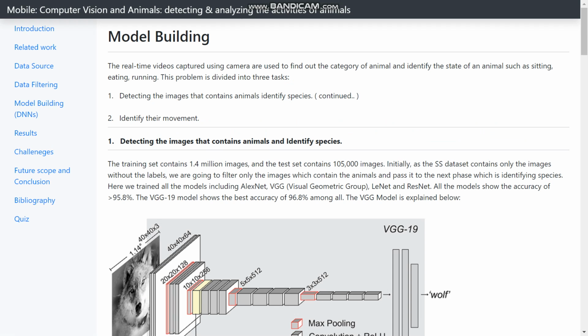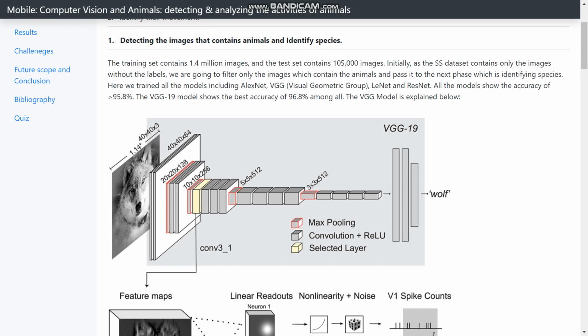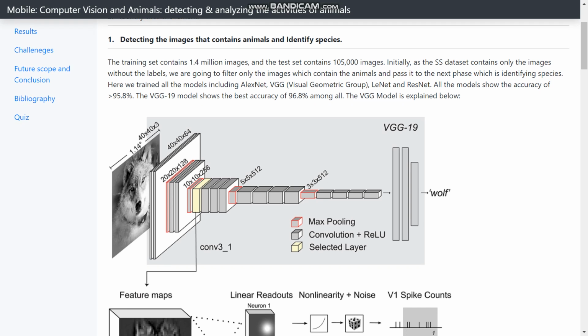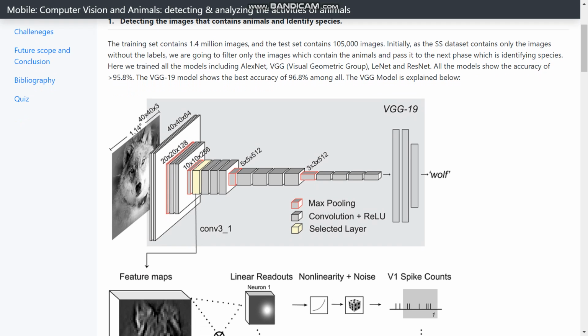Basically we divided this overall problem into two tasks. The first one is detecting the images that contain animals and identifying species, and the second one is identifying their movement. For the first task, there were around 100k images. As the database contains only the images without labels, we are going to filter only the images which contain animals, and pass them to the next phases.